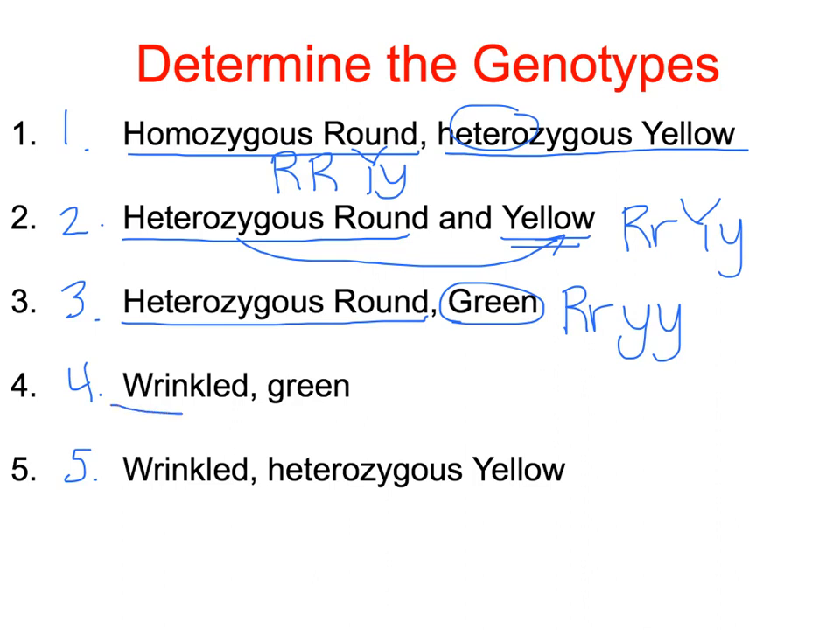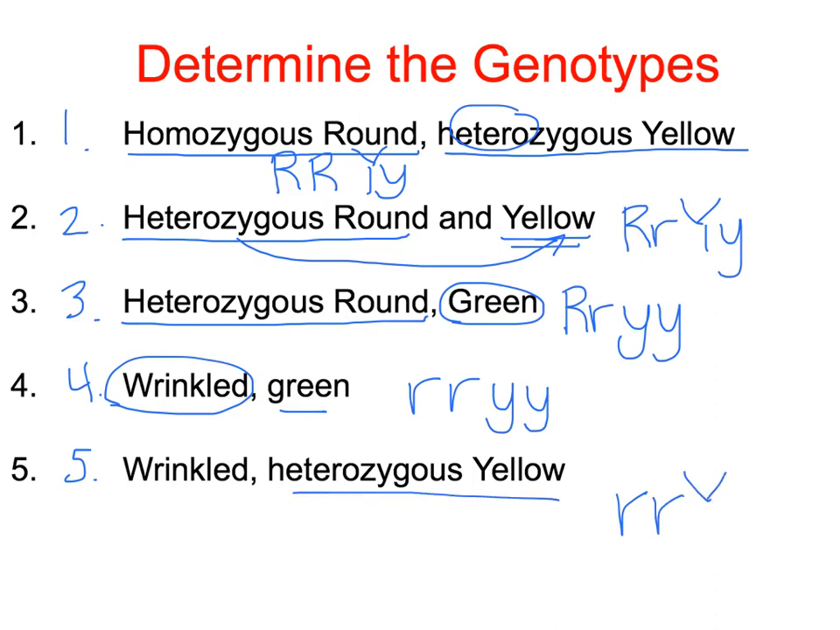Number 4, wrinkled, if I remember correctly, is also the recessive trait, so the only way we can get wrinkled is if we have 2 recessive alleles. And once again, same with green, we need 2 recessive, or lowercase, y's. And then finally, for number 5, wrinkled, once again, 2 recessive alleles, and yellow, and we need to know that it's heterozygous, 1 of each allele. That's probably one of the hardest things about a dihybrid cross: just making sure you have the correct parental genotypes. 2 genes, 4 alleles.